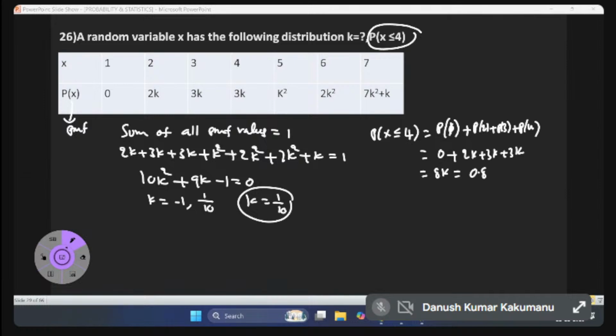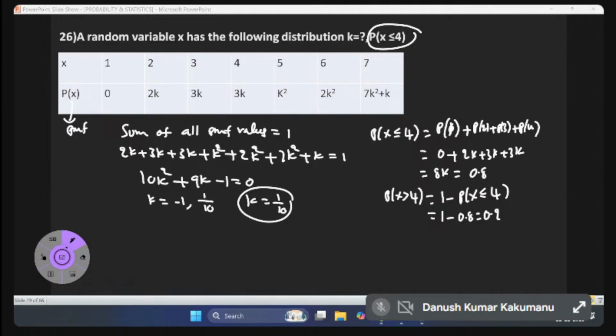And if they ask P of x greater than 4, what do you have to do? X greater than 4 means 5, 6, 7. Instead of adding 5, 6, 7, you can do 1 minus P of x less than or equal to 4. That also gives the same answer.